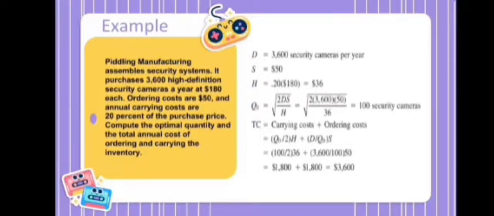So D is equal to 3,600 security cameras per year, S is equal to 50 US dollars, and H is 0.20 times 180, which is equal to 36 US dollars. So the formula we will use is Q0 is equal to the square root of 2DS over H, which is equal to the square root of 2 times 3,600 times 50 over 36, which is equal to 100 security cameras.